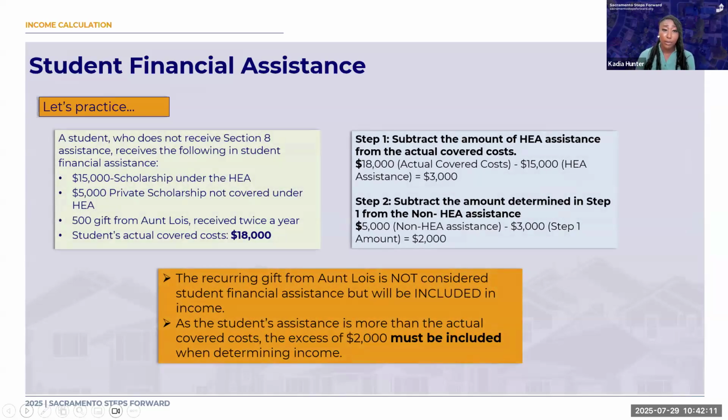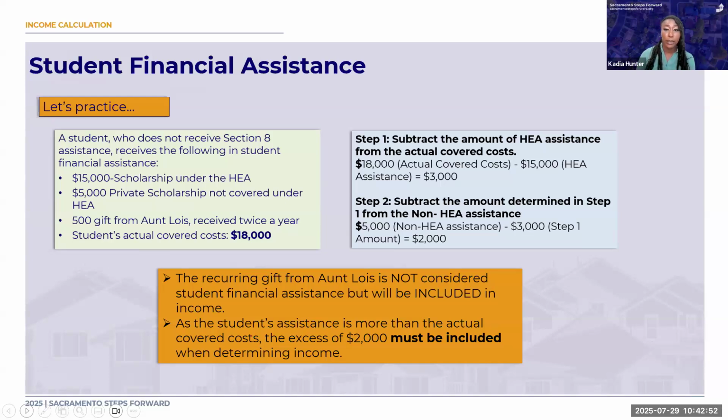So on this slide, a student who does not receive Section 8 assistance receives the following in student financial assistance: $15,000 scholarship under the HEA, $5,000 private scholarship not covered under HEA, $500 gift from Aunt Lois received twice a year, and the student's actual covered cost is $18,000. So step one, again, we're going to subtract the amount of HEA assistance from the actual covered cost. So that's $18,000 minus $15,000, which is the HEA assistance, equals $3,000.